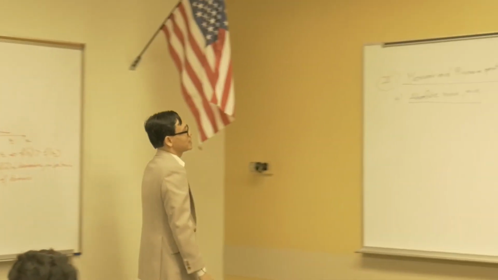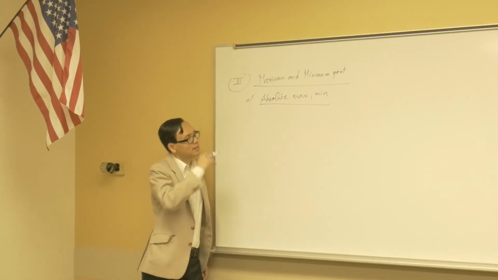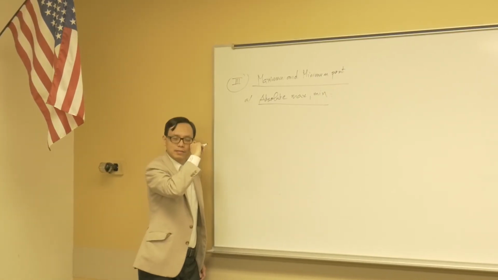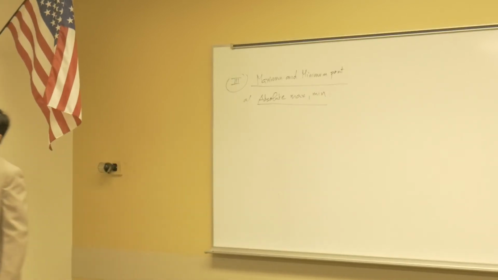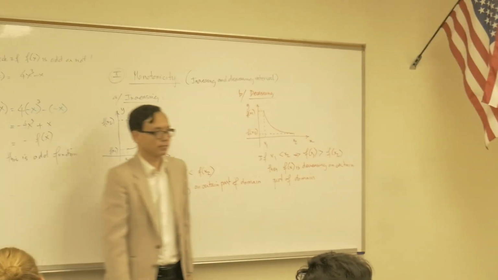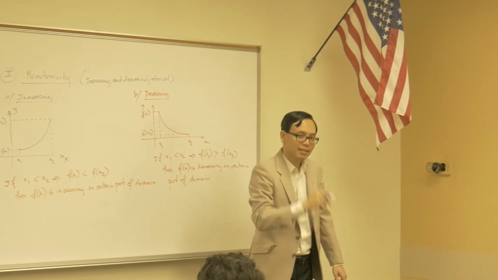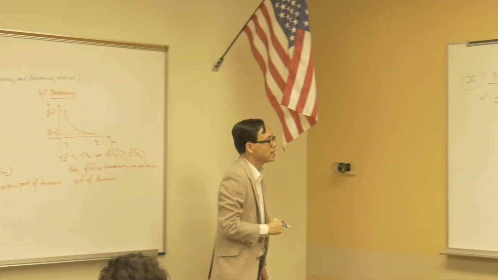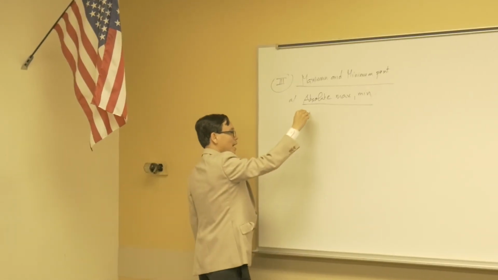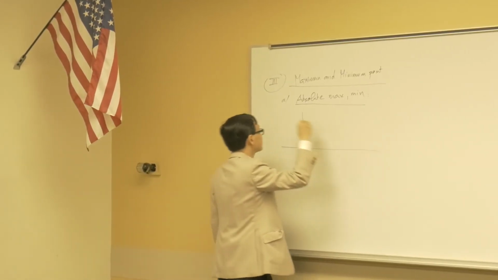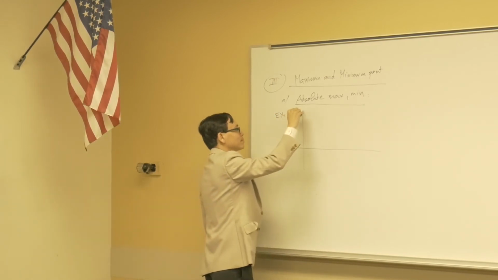When I say this word, absolute, it means the highest point, right? And it doesn't matter if we have hills or valleys. As long as you can see the highest point of the function, that will be the absolute. Okay? Let me go straight to the example. I have a function like this. Let's draw another function with me.